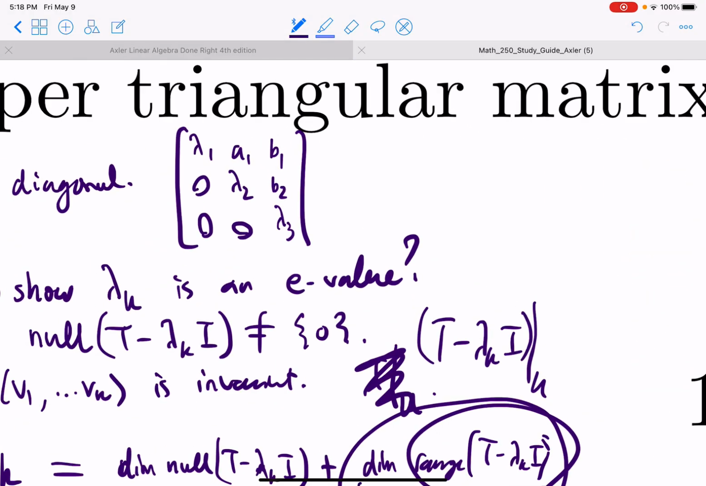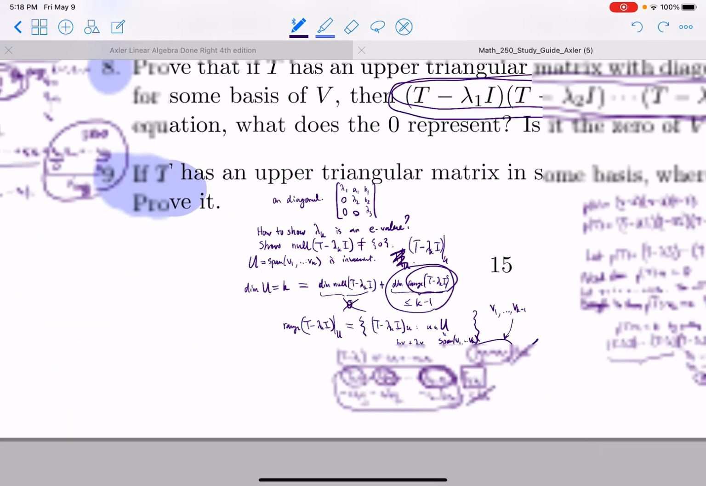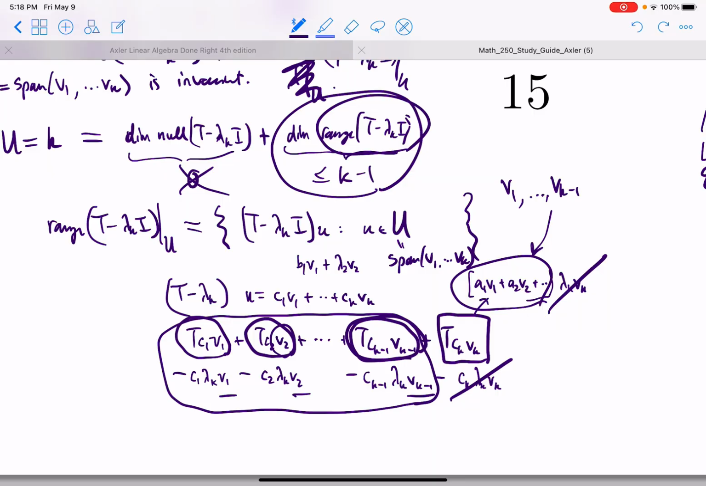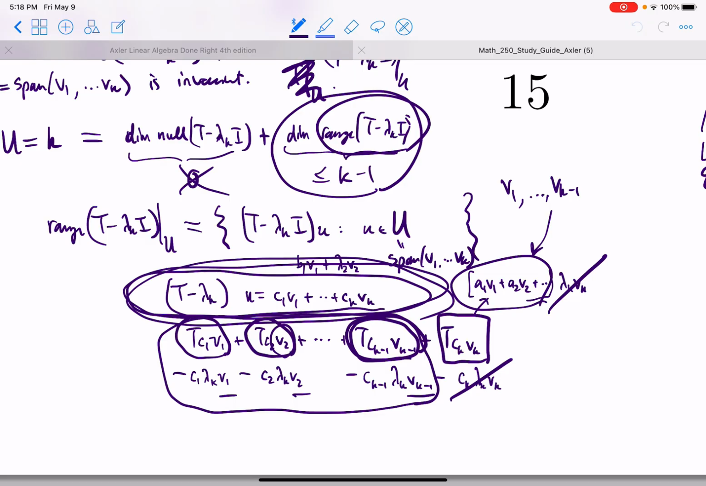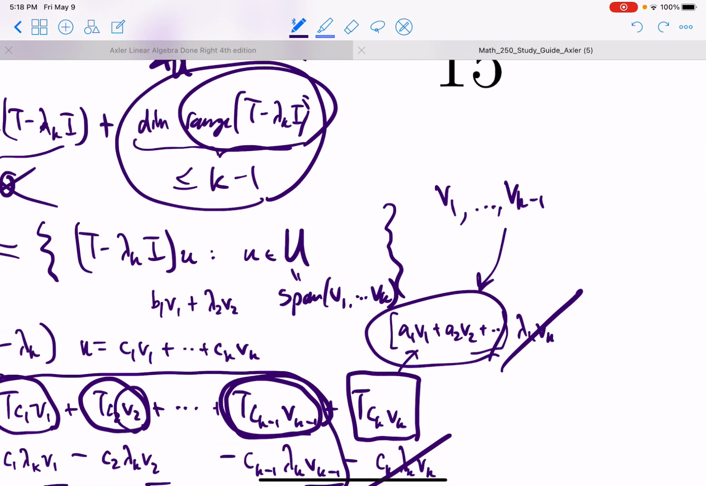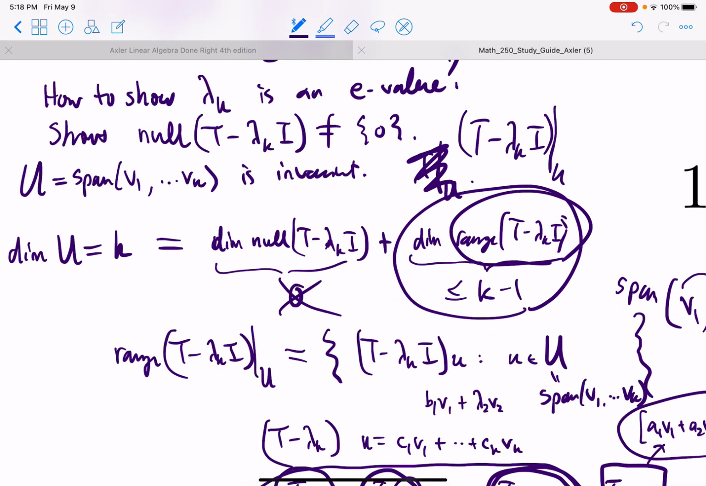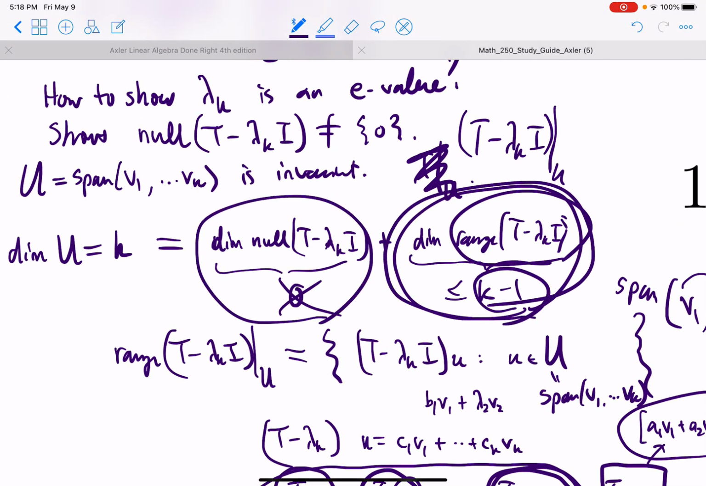There will be some coefficients that are non-zero before that. But the point is that it's now clear that everything in the range, when we do T minus lambda_k to some element of the space, is going to be in the span of v1 through v_{k-1}. But these are only k minus 1 vectors. So that means that this dimension is less than or equal to k minus 1, which means this dimension has to be greater than 0. It has to be at least 1.